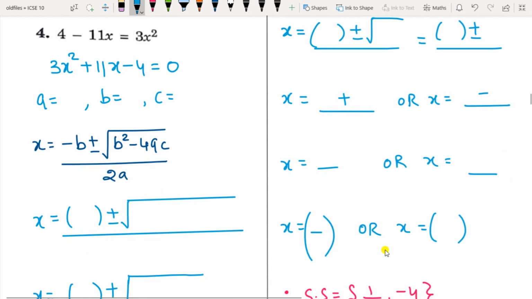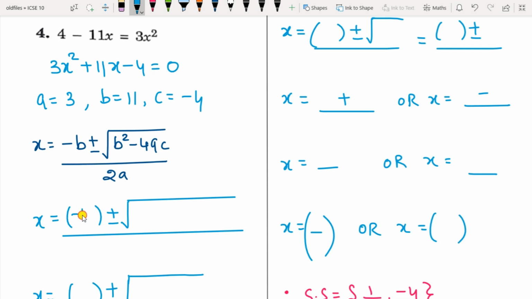Question 4 here is, now this question is not arranged properly. So you have to arrange it according to the general formula of quadratic equation. So it should be 3x square plus 11x minus 4 equal to 0. So value of A is 3 here, B is 11 and C is minus 4. Substitute values of A, B, C now.